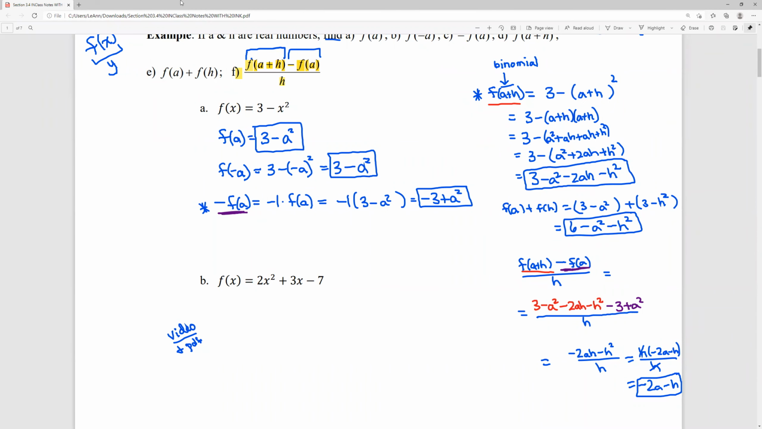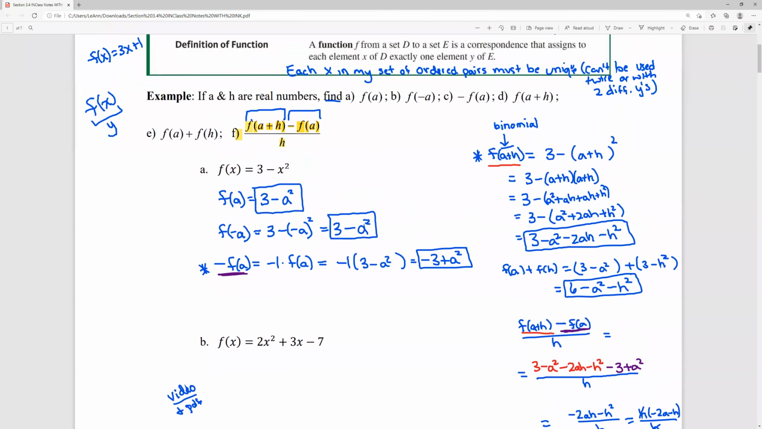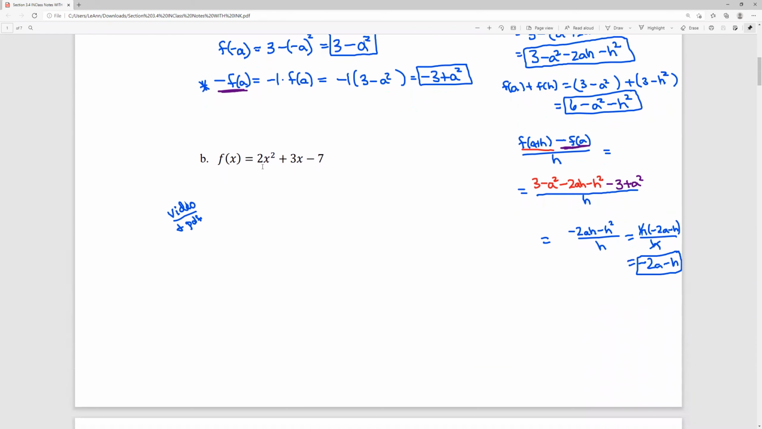Right, this is the continuation of the section 3.4 notes from class, looking at just some different variations of some of the examples. So we're going to start off with the first example that had us evaluating f of a, negative f of a, f of a plus h, f of a plus f of h, and then this is, remember, the difference quotient. We kind of talked about that.